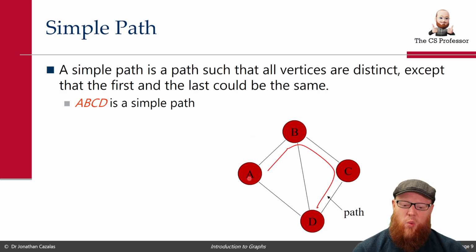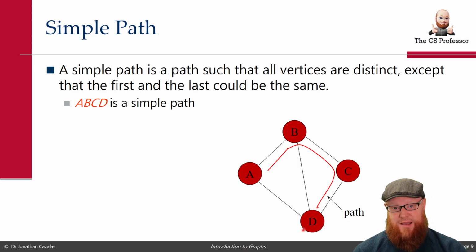So I could say, what about A, B, D, A? Is that a simple path? The answer is yes. A, B, D, A, all vertices are distinct, with the one exception that maybe the first and the last vertex can be a repeat of one another. What about A, B, C, B, D?